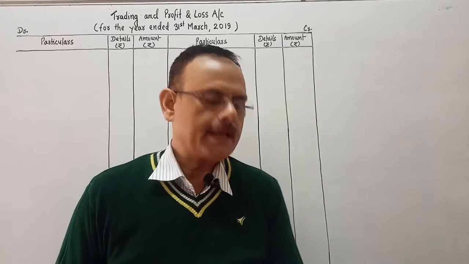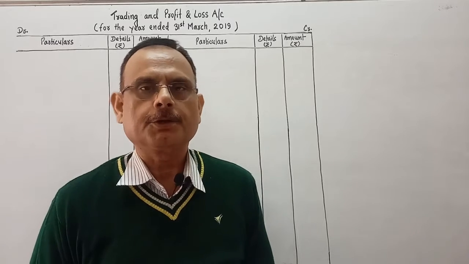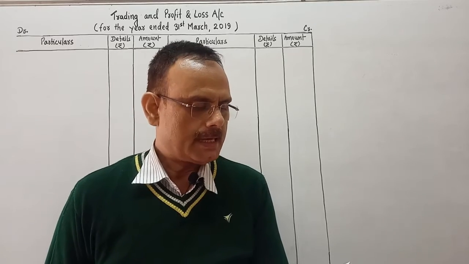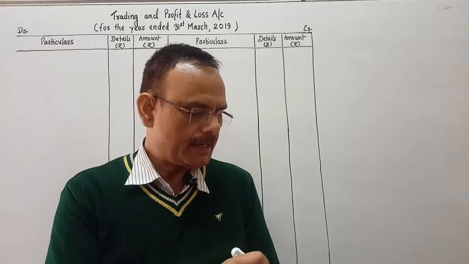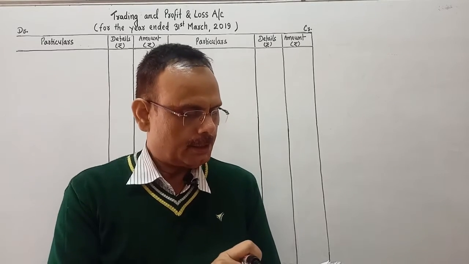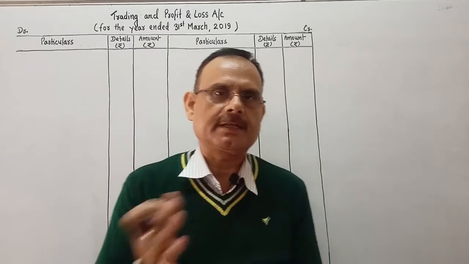the following trial balance was extracted from the books of Mr. Gupta as at 31st March 2019. So one trial balance is given, and there are two sides. You know the trial balance, one side is debit, another side is credit.